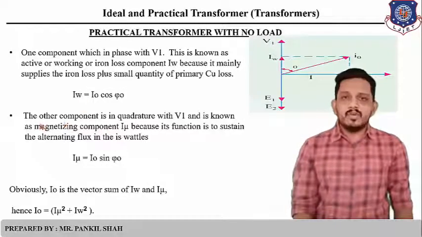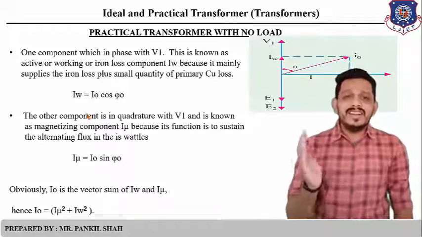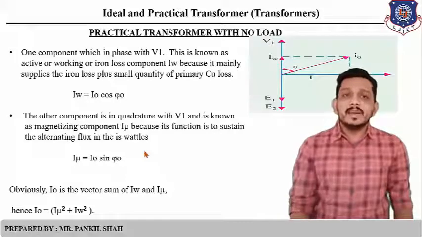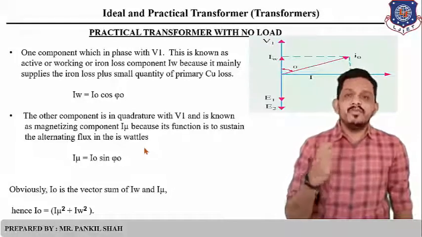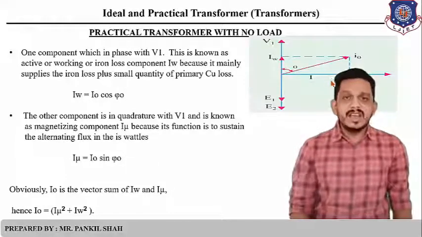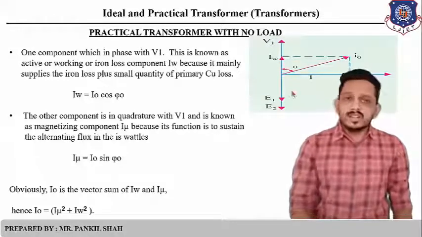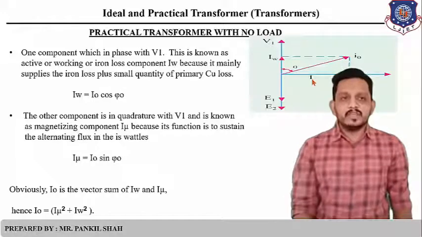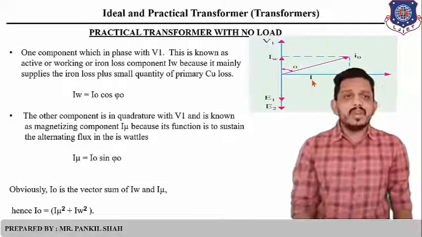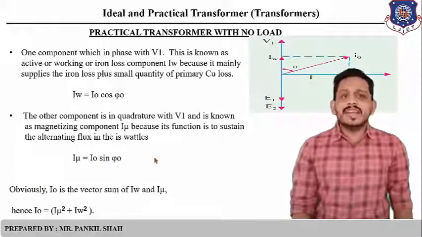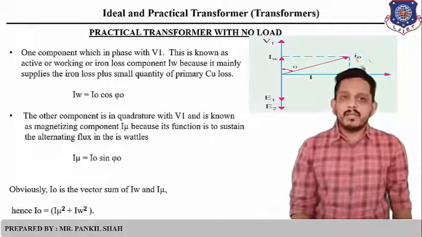Now let's talk about the other component, which is 90 degree apart from this loss component, and this is known as the magnetizing component of the transformer. This we have already discussed. The magnetizing current will be 90 degree apart from the voltage. So this is just similar to the ideal transformer. But if you want to write down the equation of this magnetizing current I mu, then it is given by the formula I0 sine phi 0, because it is the sine component of this current.